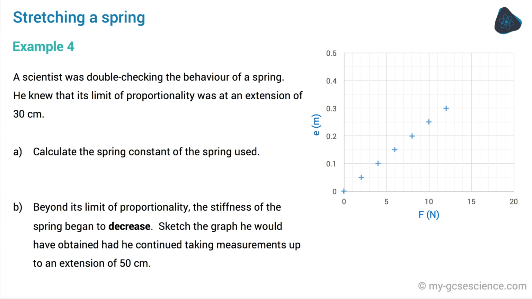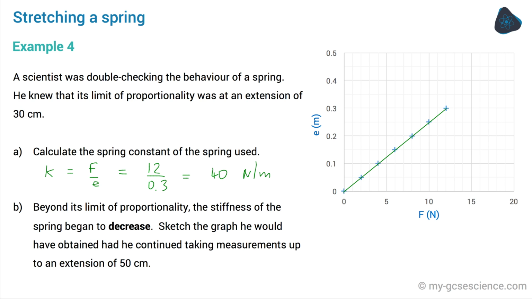We again begin by drawing a best fit line through the points, which is going to look something like this. For part A, we rearrange F equals KE to give K equals F divided by E, and then sub in any 2 values from the graph. I'm going to pick the top point, which is going to give 12 newtons divided by 0.3 meters to give a final answer of 40 newtons per meter.